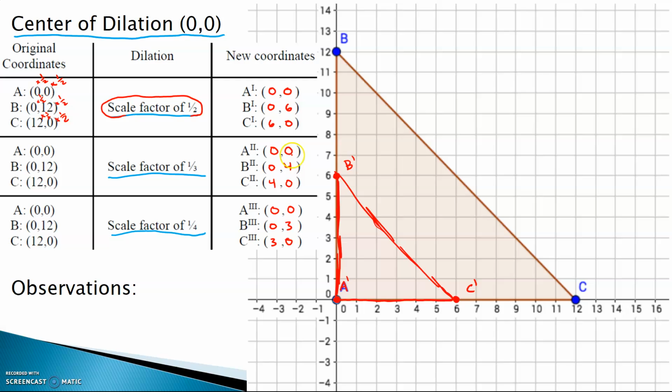All right, guys, so there are the new coordinates. That's what you should have had. And again, every time I went from 1/2, dividing by 2, dividing by 3, dividing by 4, it's a bigger and bigger reduction. We keep making that triangle smaller and smaller. It's shrinking. It's being reduced towards the origin.